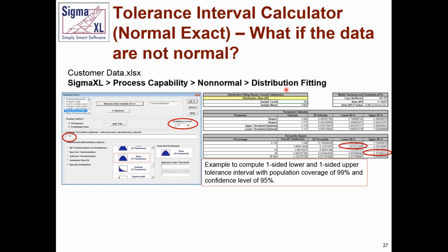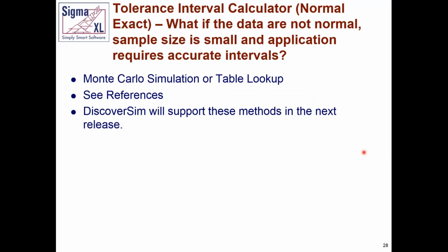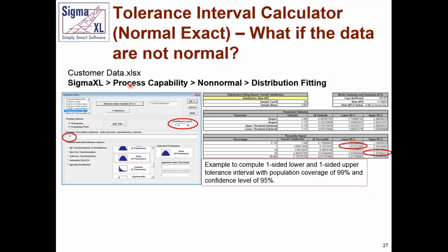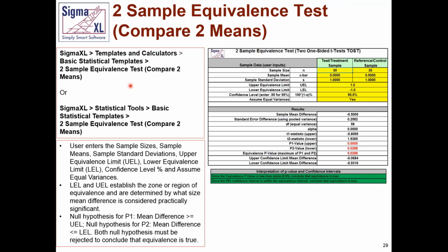So if you have non-normal data, you can use the Box-Cox, you can use the percentile methods, or you can use these confidence intervals on percentiles that come from distribution fitting. But if you have a small sample size, then you're kind of limited. Then you're talking about Monte Carlo simulation, and that really requires specialized software. We are planning to incorporate that in DiscoverSim. Okay, so that's tolerance intervals.